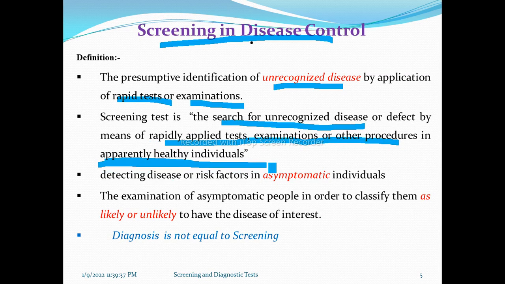So finding unrecognized disease in an apparently healthy individual is screening, but in an ill individual it is diagnostic. An ill individual gets a diagnostic test. So if it is in apparently healthy individuals it is a screening test, in ill or diseased individuals it is called a diagnostic test. Detecting disease or risk factors in asymptomatic individuals, meaning almost apparently healthy, is known as screening. It is the examination of asymptomatic people in order to classify them as likely or unlikely to have the disease of interest.